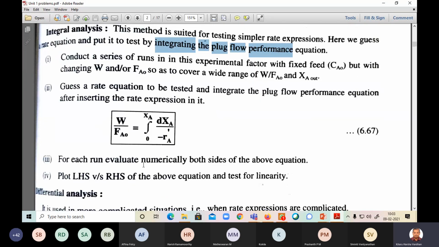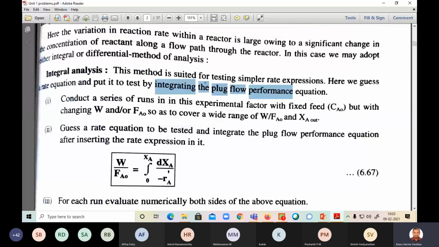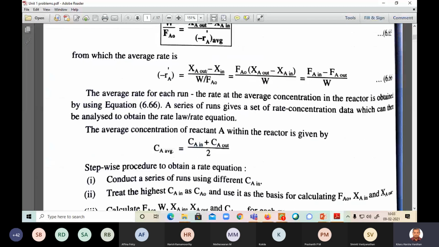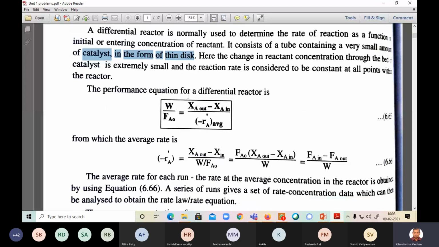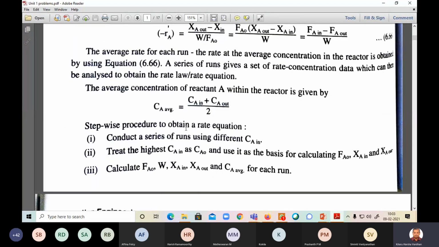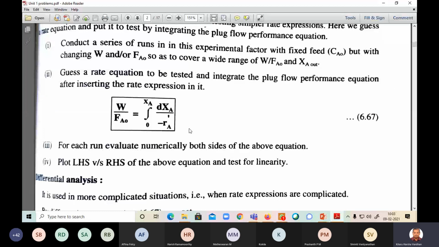And put it to test by integrating the plug flow performance equation. What is the performance equation for plug flow? W by FA naught is integral 0 to XA dXA by minus RA dash. Here we are putting the integral because the concentration is changing along the length of the reactor. Here we are not putting the integral because the concentration is not changing much, a very minute change along the length of the reactor, because the catalyst is forming like a thin disc. That is the difference between that and this. Here there will not be an integral. Here you are taking an integral, right? Rest of the thing is the same.